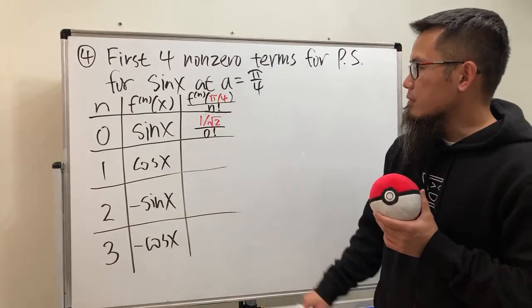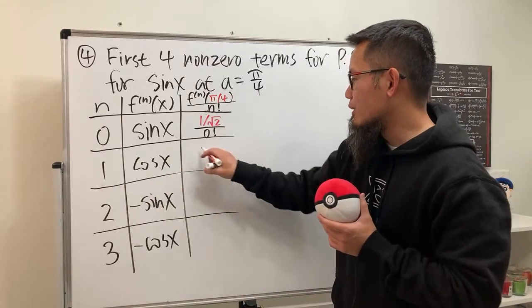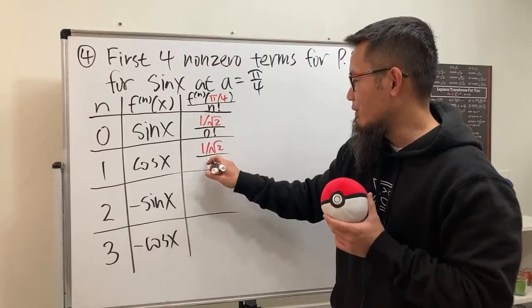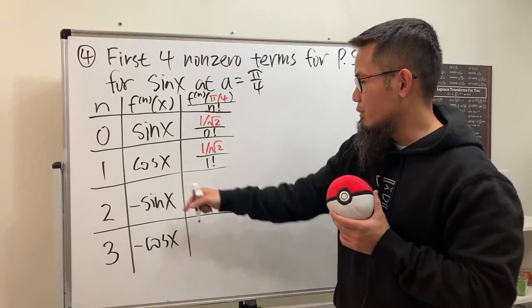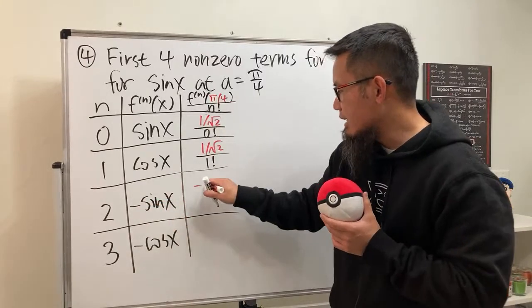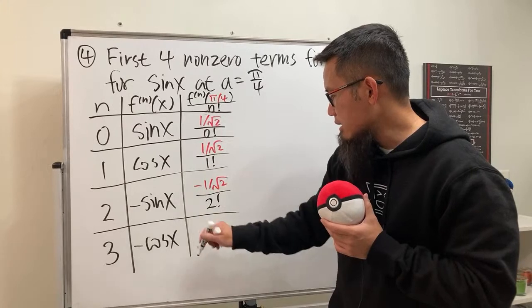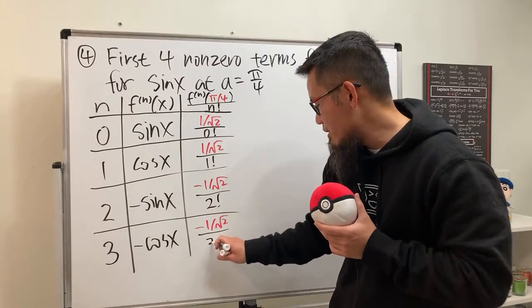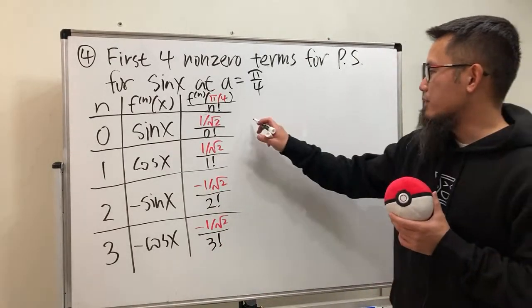And in fact, when you plug in pi over 4 into cosine, you also get 1 over square root of 2. So this is pretty nice. Over that, you have the 1 factorial. And then you keep going. This plugged into there, you get negative because of that. 1 over square root of 2 over 2 factorial. And then lastly, negative 1 over square root of 2 over 3 factorial. Yeah. So I'm going to write down the answer for you guys.